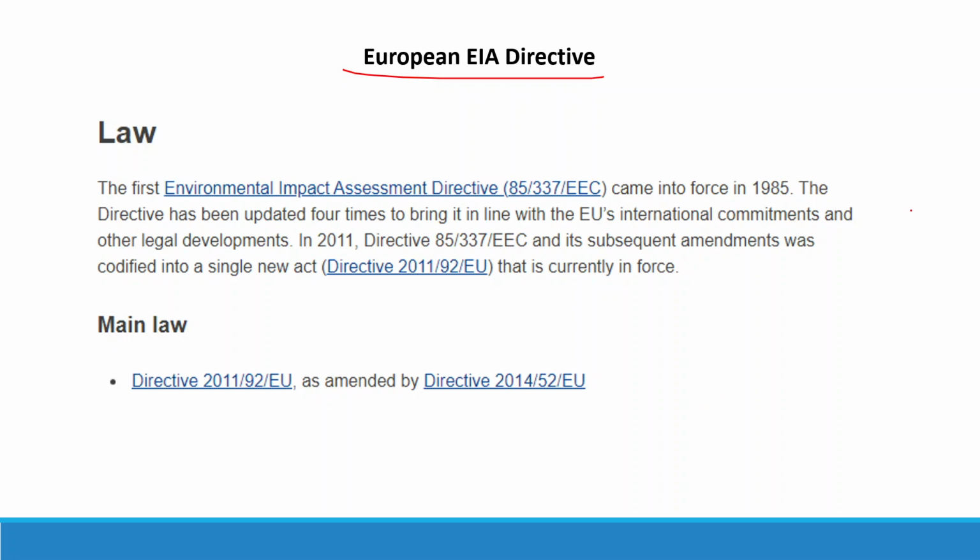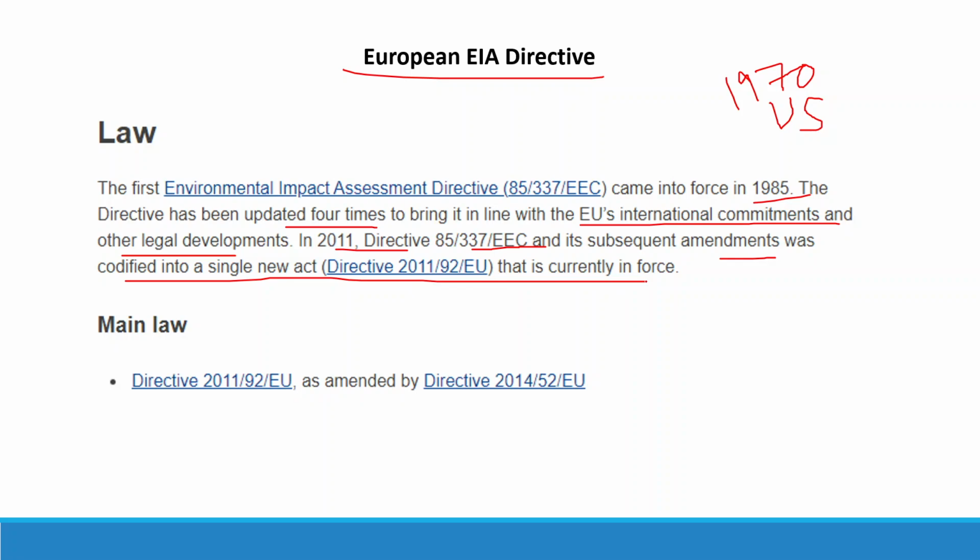Okay, so the first European Impact Assessment Directive came into force in 1985. In 1970 we have NEPA in the US, and then the European Directive in 1985. The directive has been updated four times to bring it in line with the EU's international commitments and other legal developments. In 2011 itself, Directive 85/337/EEC and subsequent amendments were codified into a new act that is currently in force.